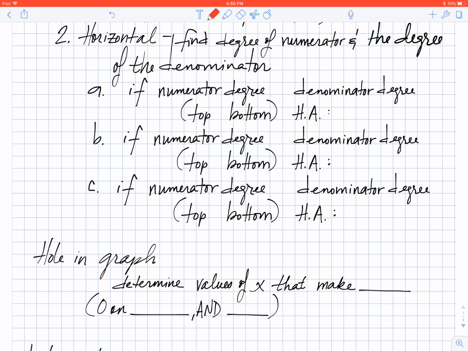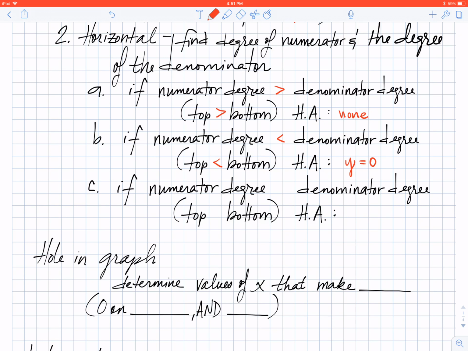So I have three parts here. If the degree of the numerator, or the top, is greater than the degree of the denominator, or the bottom, then my horizontal asymptote does not exist. There is no horizontal asymptote if the degree on top is higher than the degree on bottom. If the degree of the numerator is less than the degree of the denominator, then my horizontal asymptote will occur at the equation y equals 0.